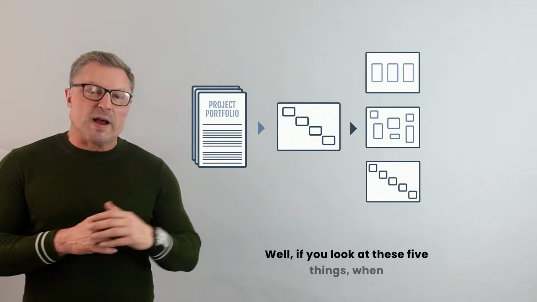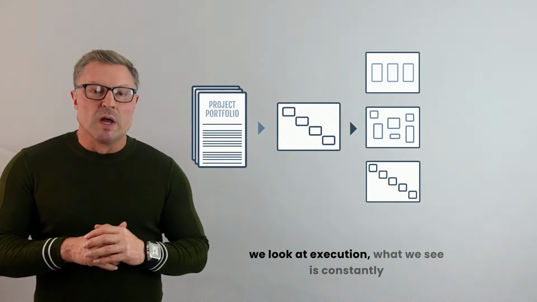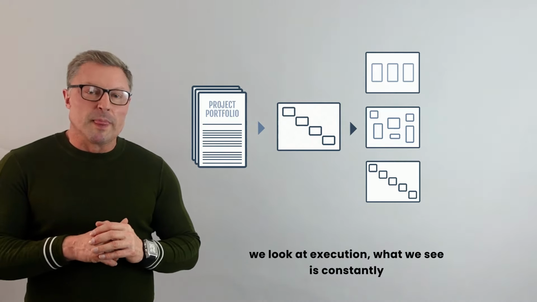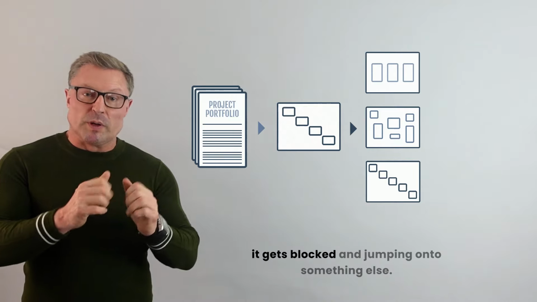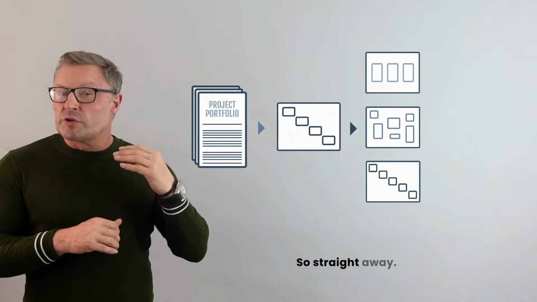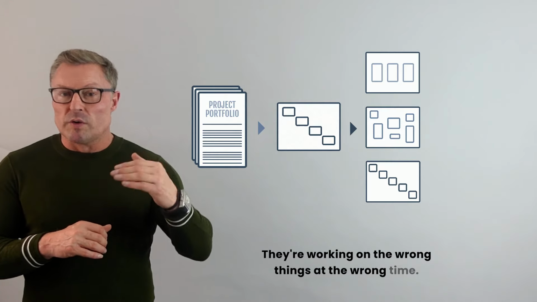Well, if we look at these 5 things when we look at execution, what we see is constantly people are picking something up, putting it down because it gets blocked and jumping onto something else. So straight away they're working on the wrong things at the wrong time.